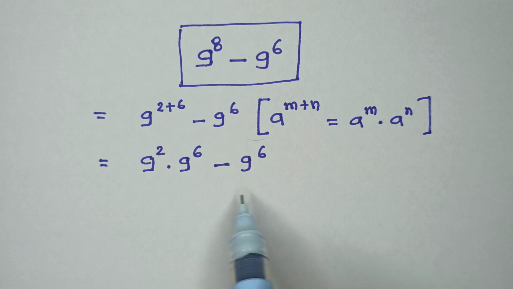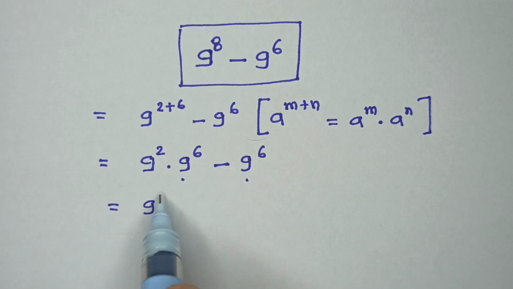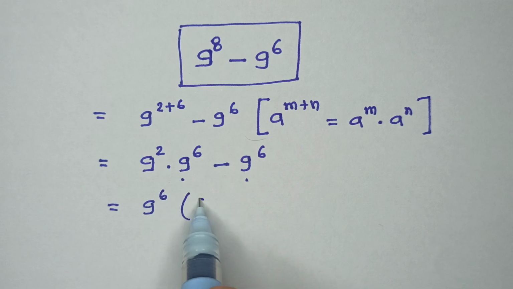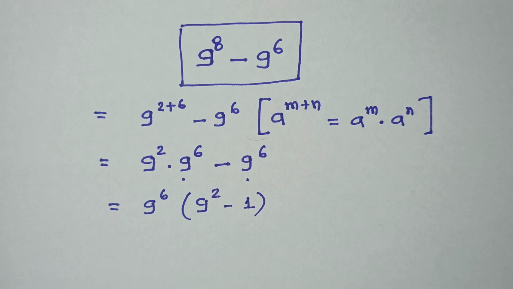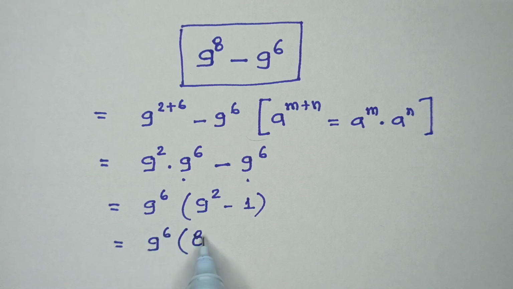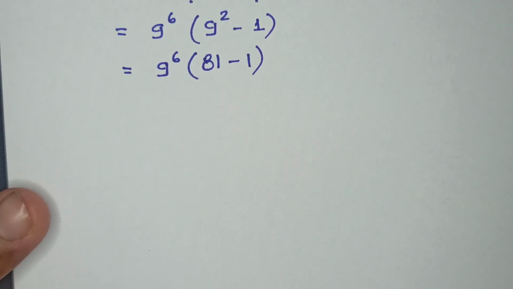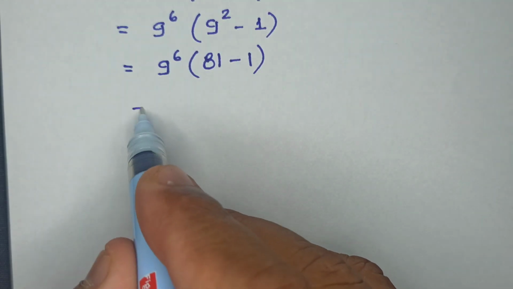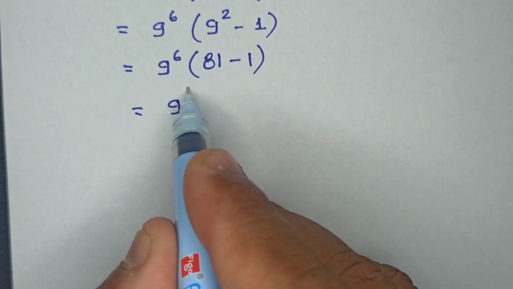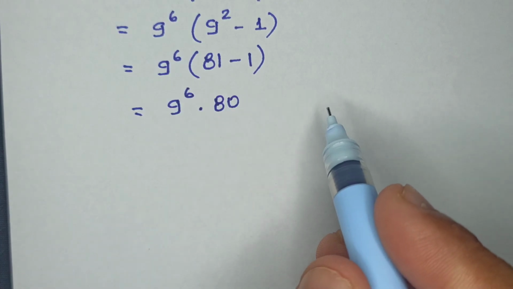So after this we can see that 9 raised to the power 6 is common in both these terms. So let us take 9 raised to the power 6 out as common. So this would be 9 raised to the power 2 minus 1. Now 9 raised to the power 2 is 81. So 9 raised to the power 6 multiplied by 81 minus 1. So we know that the value of 81 minus 1 would be 80. So this is 9 raised to the power 6 multiplied by 80.